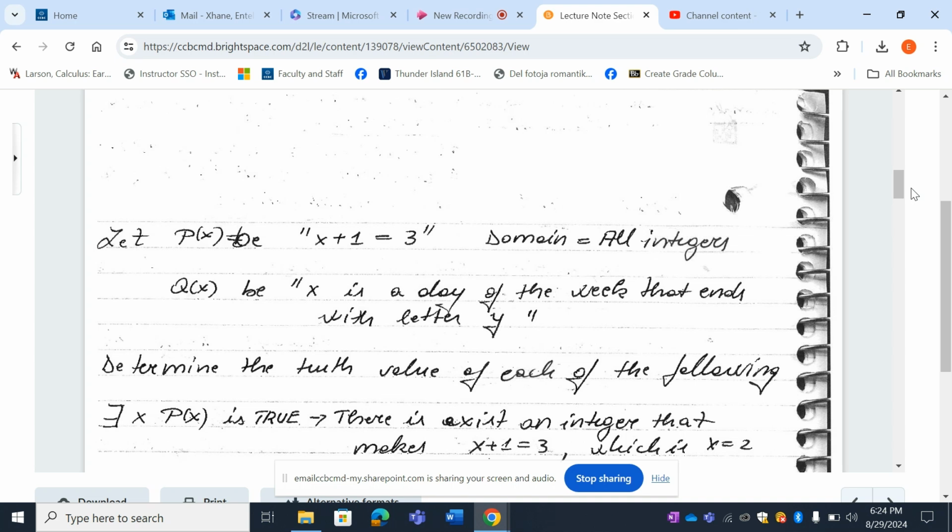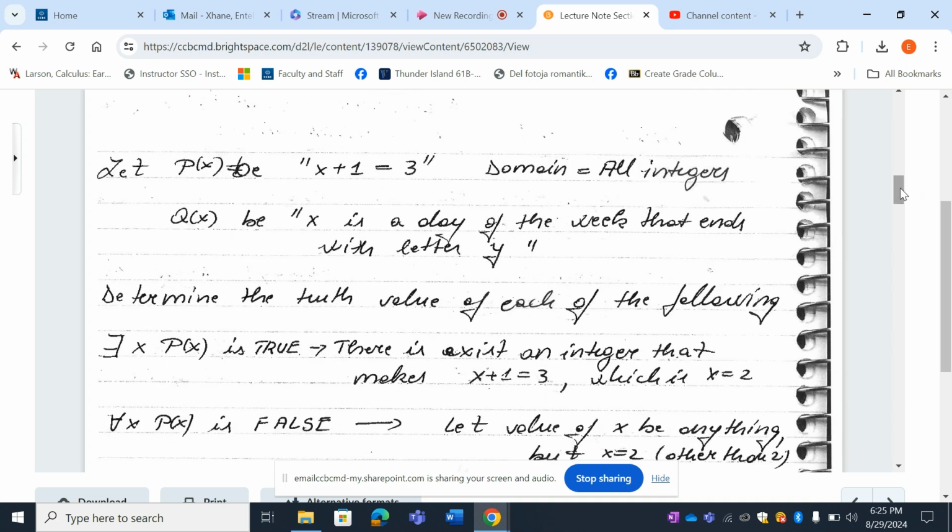So now let's go back and revisit the same example. Remember, we have the statement x plus 1 equals 3. Let me define a domain where I'm selecting my x's. So this is the space. The space is all, let's say, all integers, not real numbers. So I have P of x, the predicate, to be x plus 1 equals 3 for all x's in the set of integers Z. Let Q of x be the input x is the day of the week that ends with letter y.